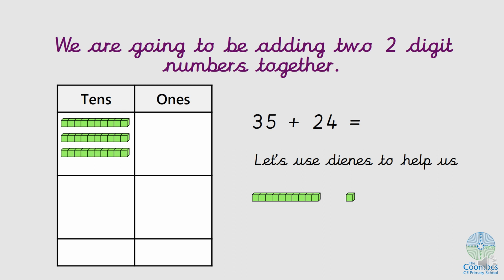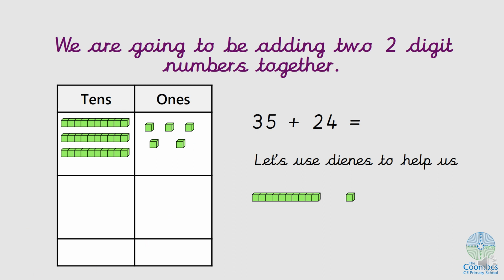And how many ones in 35? There's 5 ones. 1, 2, 3, 4, 5. So that's our 35 there. We have 10, 20, 30, 31, 32, 33, 34, 35. Let's put our 24 into the grid then.